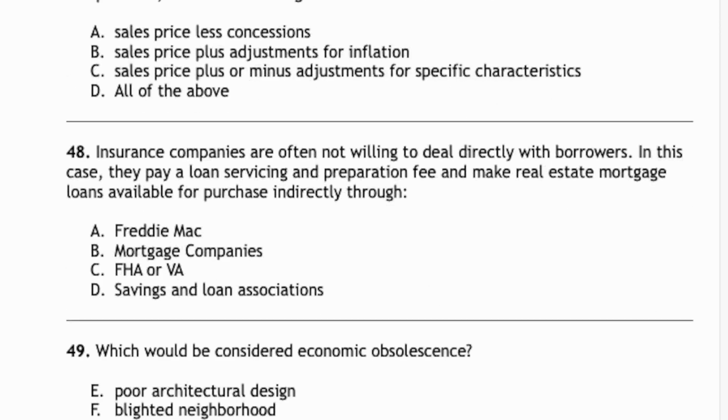Number 48. Insurance companies are often not willing to deal directly with borrowers. In this case, they pay a loan servicing and preparation fee, and make real estate and mortgage loans available for purchase indirectly through A, Freddie Mac, B, mortgage companies, C, FHA or VA, or D, savings and loan associations. The answer is B, mortgage companies. Insurance companies usually make loans through mortgage companies. These loan correspondents negotiate and service their loans.